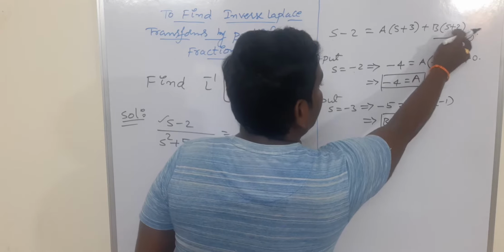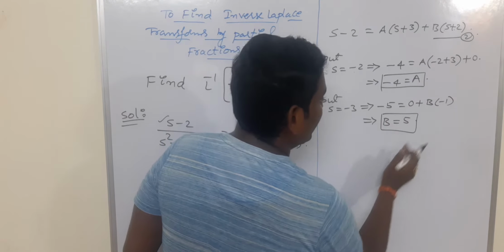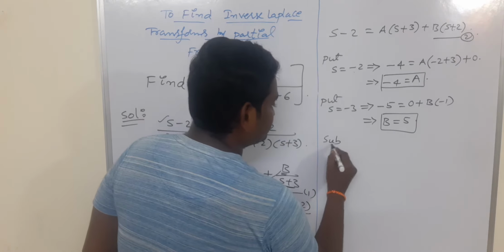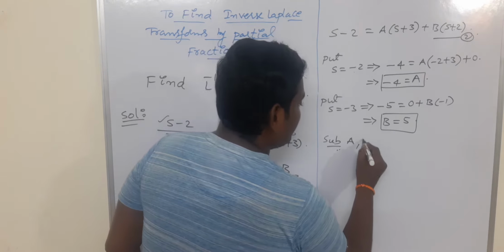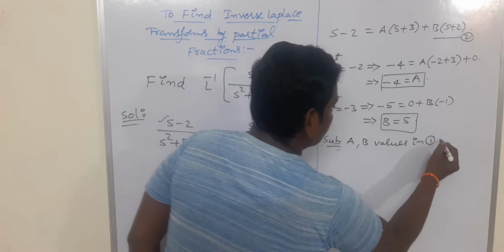b of minus 3 plus 2, which is minus 1. So minus 5 is equal to minus b. That's why b is equal to 5. Now substitute a, b values in equation number 1.